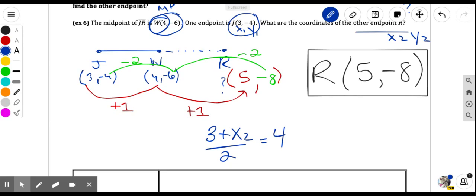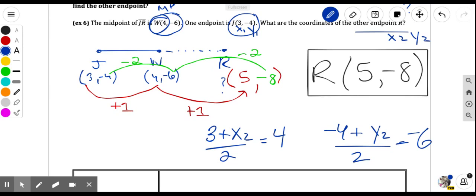So then if you solved this for x, multiply by 2, subtract 3, you would end up getting 5. And then you do the same thing for the y value. So you would have y1, which is negative 4, plus y2. We don't know what that is, so we're just going to write y2. And that would give us the y value of the other endpoint. I mean, the y value of the midpoint, which is negative 6.